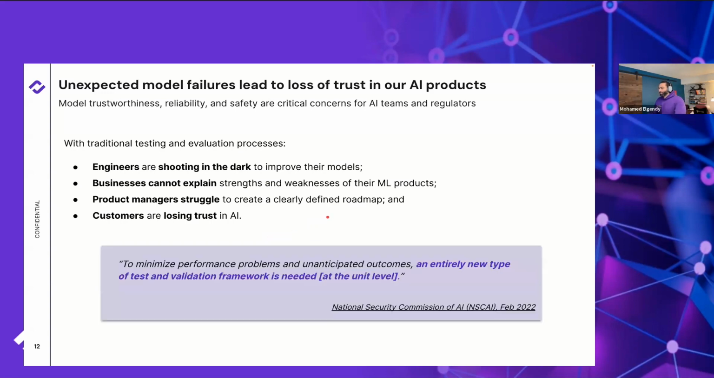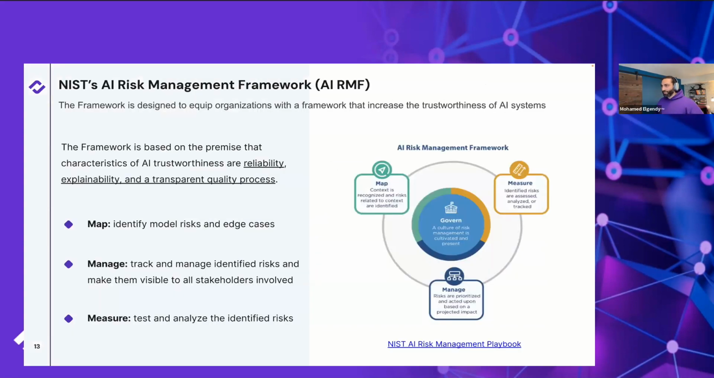The National Security Commission on AI published a report earlier last year saying that the only way to minimize the problems or unanticipated outcomes of AI models is that we need an entirely new type of test and validation framework. And they stated that we want it at the granular level, or at the unit level. Earlier this year, NIST published an AI risk management framework. I dropped the playbook link here for you all to take a look at. But for now, their intention is to equip organizations with a framework to increase the trust in the AI products that they're working on.